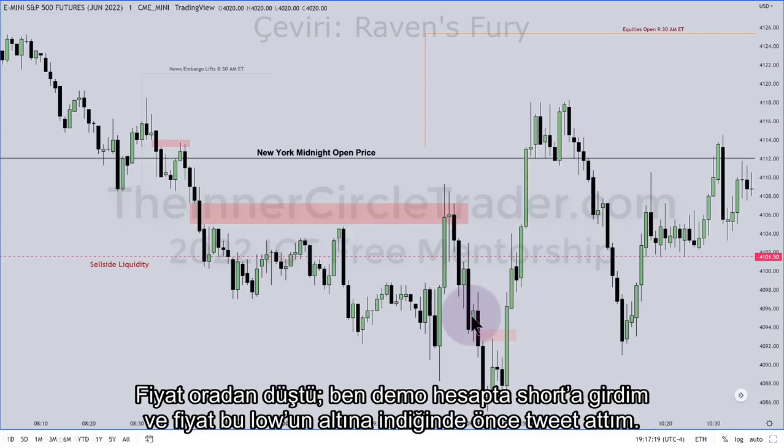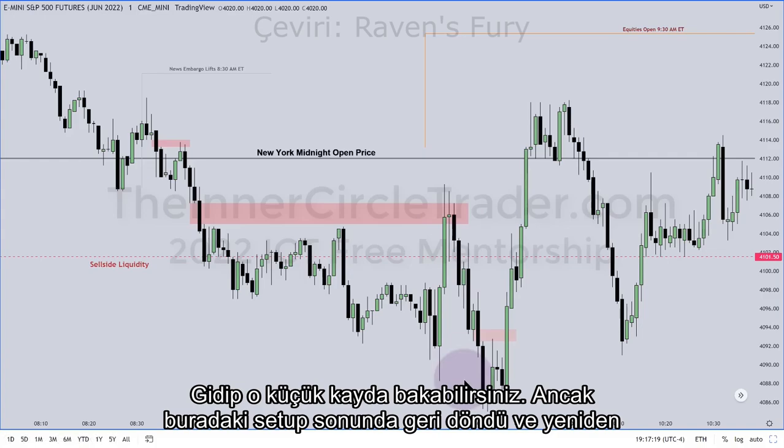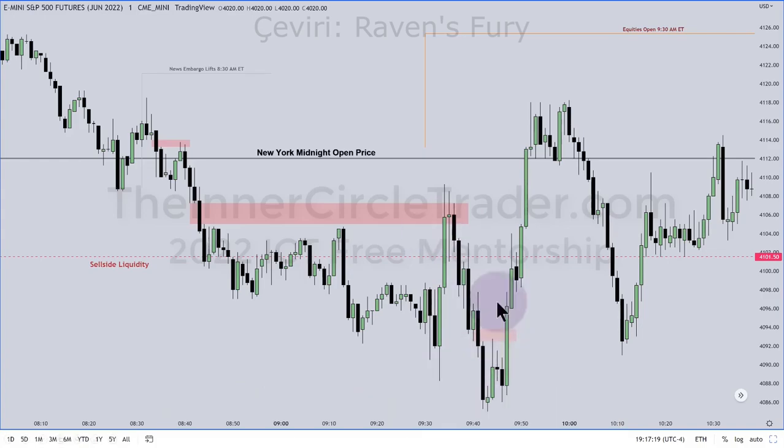Market drops from there. I went short on a demo account, and as price went below this low, I tweeted first. Go back and look at the little recording, okay? But this setup here eventually came back and ran back above the short-term high and ran here. So we went one more time where? Above the New York midnight open price.